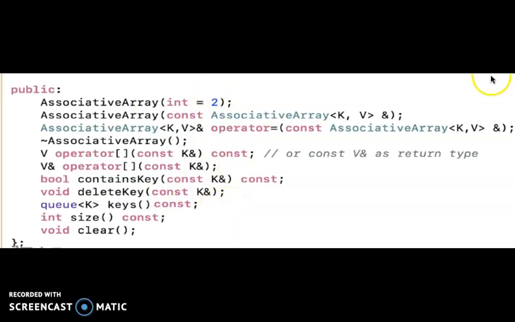So now here, if we want to implement using the array implementation, let me show you, here are the public member functions. So what is the array implementation for the associative array?